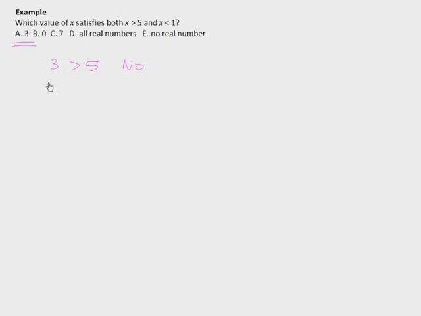How about 0? Is 0 greater than 5? No. So B is out. How about 7? Is 7 greater than 5? Yes. But we want AND. Is 7 less than 1? That's the other inequality. No. So yes and no with an AND means no. Both have to be satisfied.